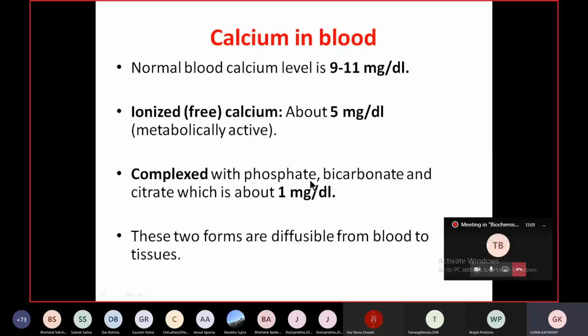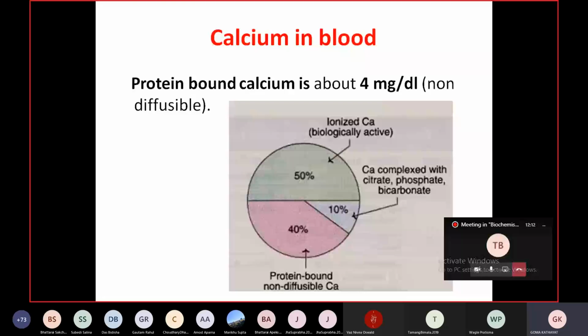Both the ionized calcium as well as the complexed calcium are diffusible from the blood to the tissue. And next is protein bound calcium, that means calcium is mainly bound to albumin. Some amount is also bound to globulin, about 4 milligram per dl, and it is non-diffusible from the blood into the tissues. These are the three forms of calcium found extracellularly. Understood?